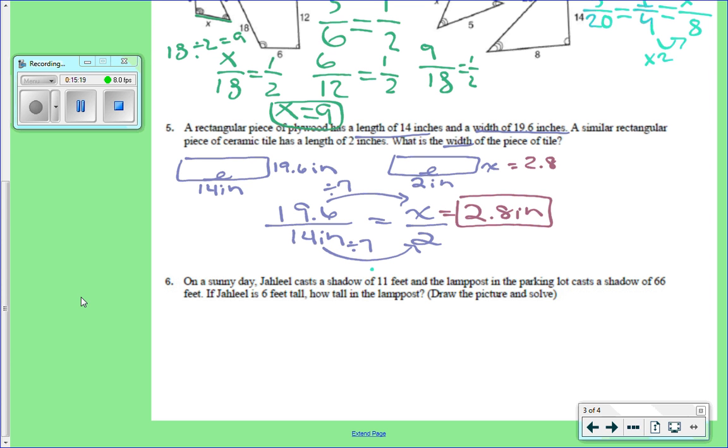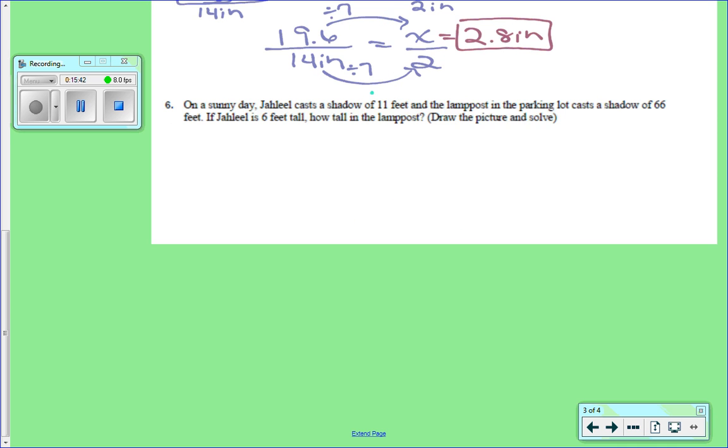We're good? All right, numbers. Yes. 19 corresponds to X, and 14 inches corresponds to 2. Yeah, you can do it that way too. Are we good? All right, try number 6. Draw your picture. It's very helpful. And then we'll have a volunteer come share number 6.